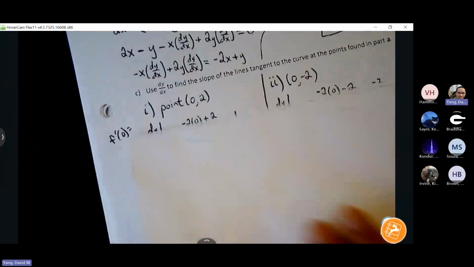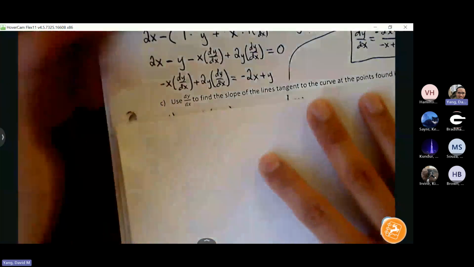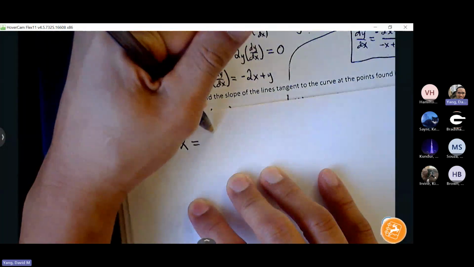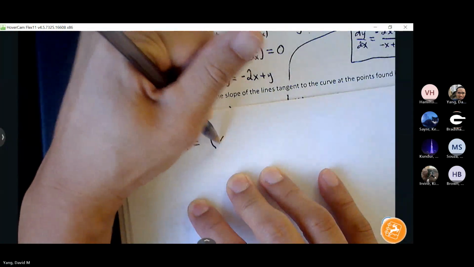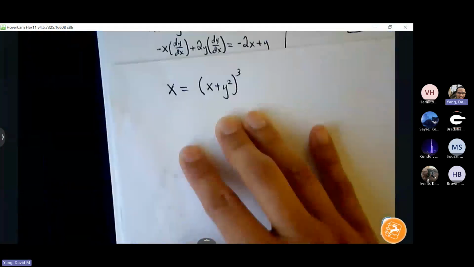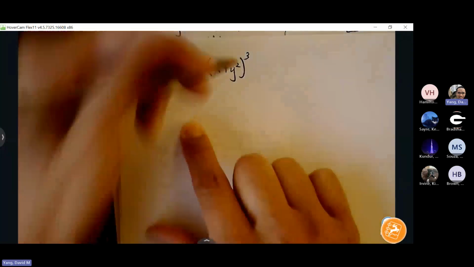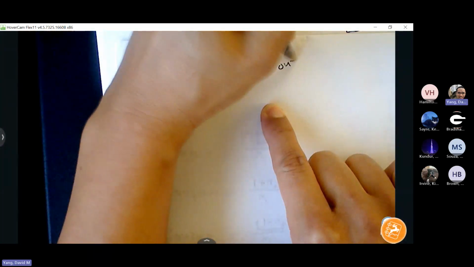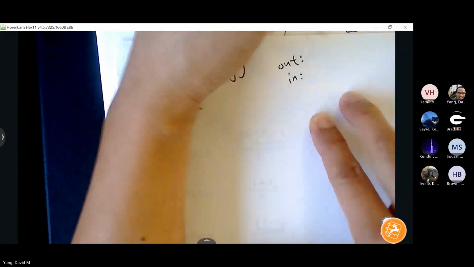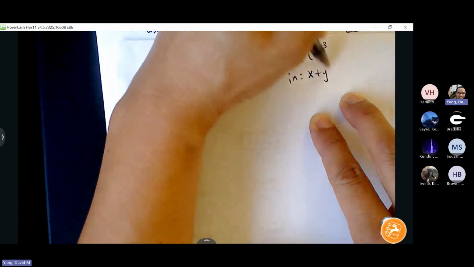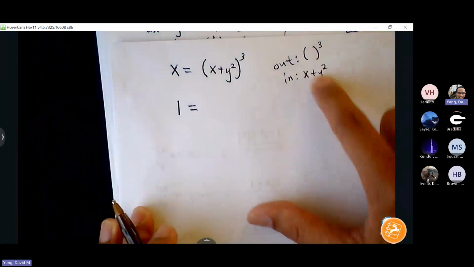Yeah, so I can do an example real quick here. Let's say I had x is equal to (x plus y squared) cubed. If I want to find the derivative, x becomes 1. This one has an outside and inside feature. Outside will be parentheses cubed, inside will be the x plus y squared. So I know I have to go through chain rule.